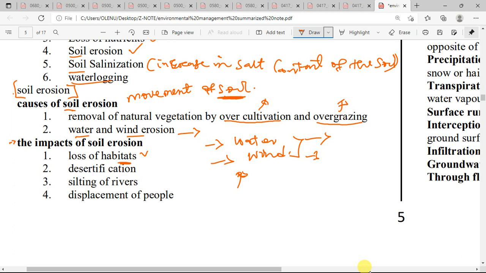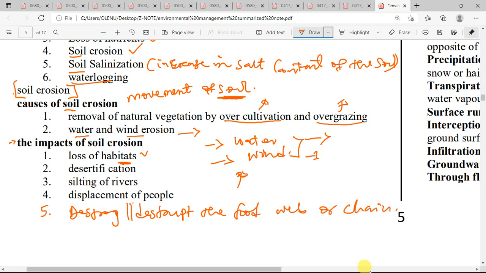And once habitat is destroyed, that means it can also destroy or disrupt the food web or food chain. And if their habitat is destroyed, it will lead to loss of biodiversity. So the different species of organisms found within the soil will also decrease. I just added two more points. So loss of habitat, it can lead to desertification, it can lead to silting of rivers.